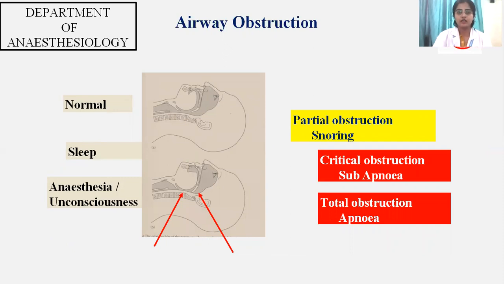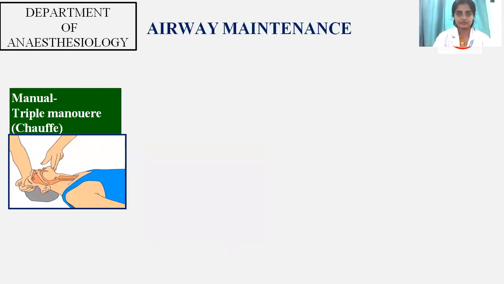Now, under normal circumstances, when you are in an awake position, the soft palate is intact, so you are able to breathe and relax. In the case of sleeping, or under anesthesia or unconsciousness, there is partial obstruction which leads to snoring. In the cases of hypopnea and apnea, there is critical obstruction and total obstruction. That occurs when the soft palate or the uvula is touching the posterior pharyngeal wall. At that point, it becomes critical, so that it can lead to hypopnea and apnea.